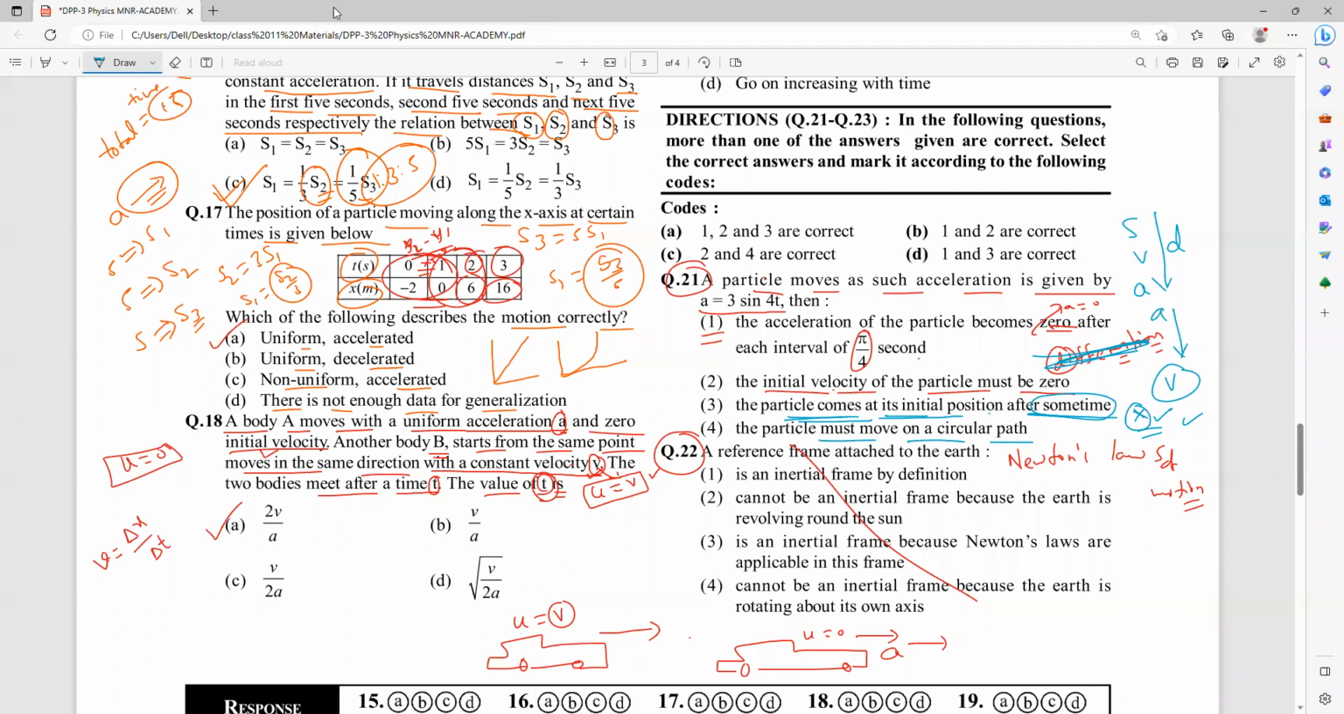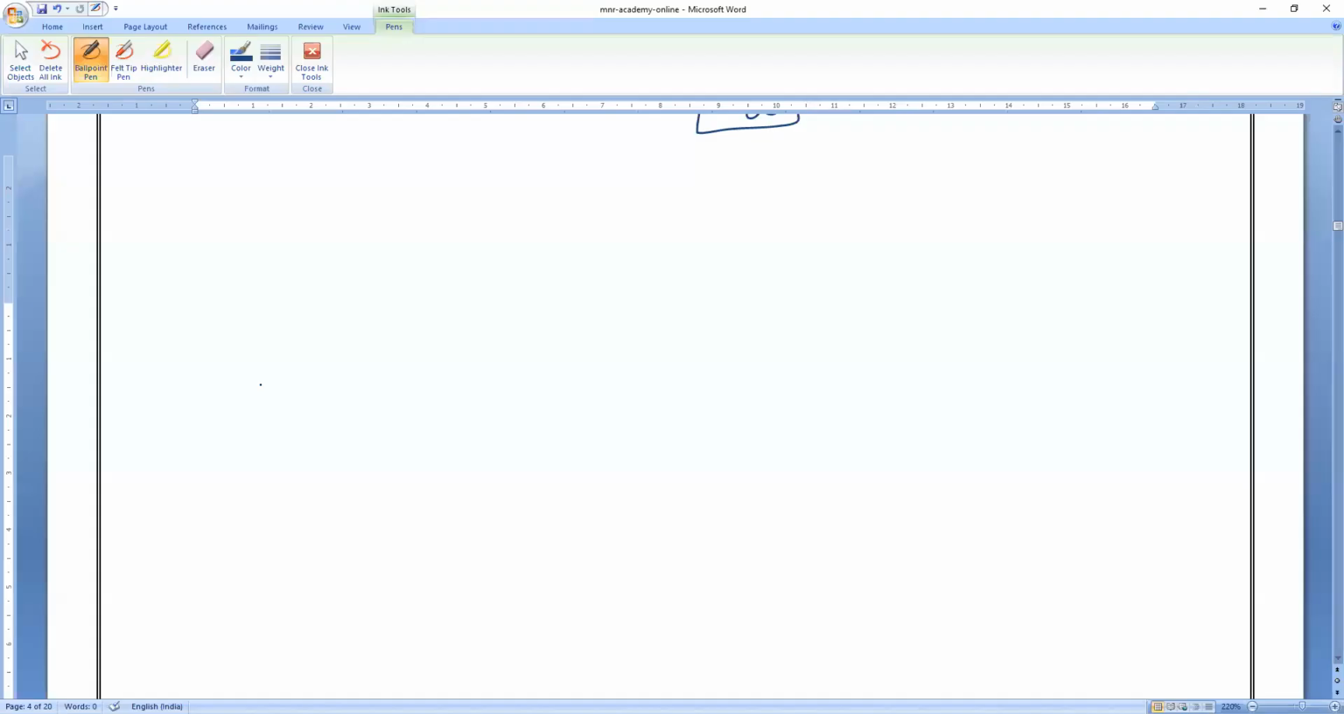Now let us take the function and find the velocity as well as the displacement, by applying integration. I hope you are able to solve it. Questions 19 and 20 are remaining; I came directly to question 21. So what is the given function? Tell me: a = 3 sin 4t.